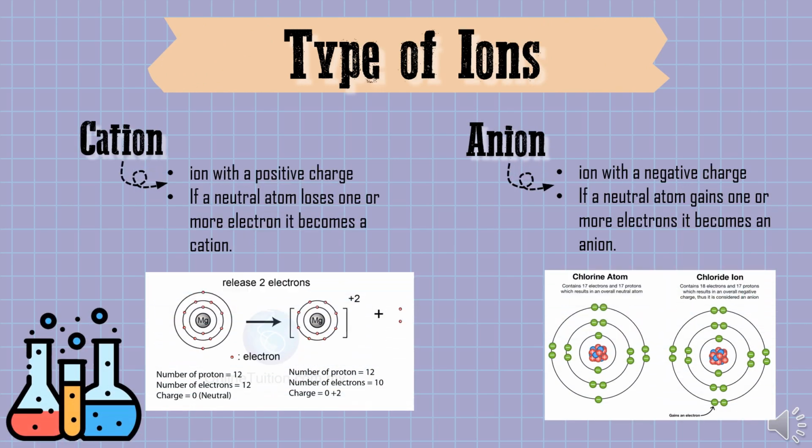There are two types of ions, which are cation and anion. Cation is an ion with a positive charge. If a neutral atom loses one or more electrons, it will become a cation. However, anion is an ion with a negative charge. If a neutral atom gains one or more electrons, it will become an anion. Here is an example of cation and anion.